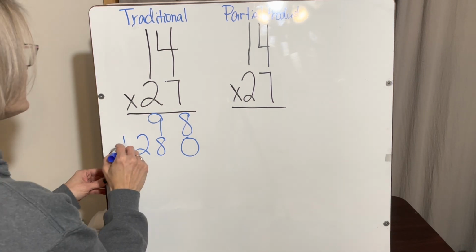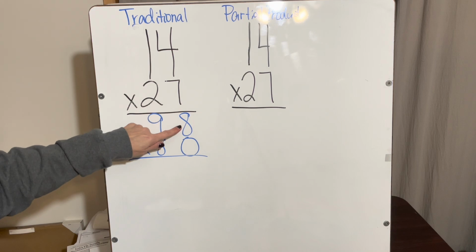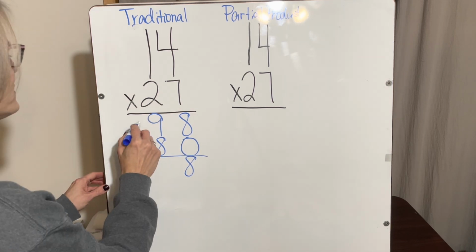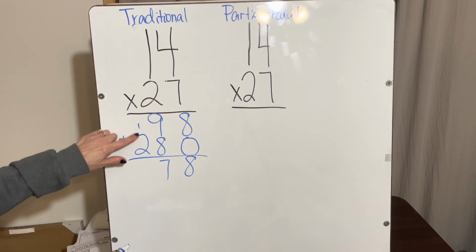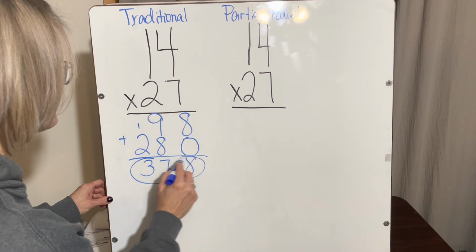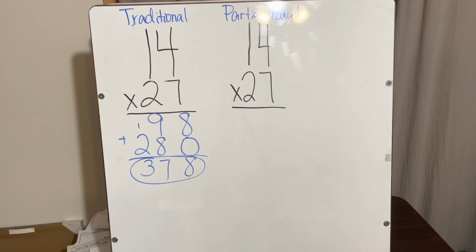Then all I have to do is add this up. 8 plus 0 is 8. 9 plus 8 is 17. And 100 plus 200 is 300. So my answer is 378.